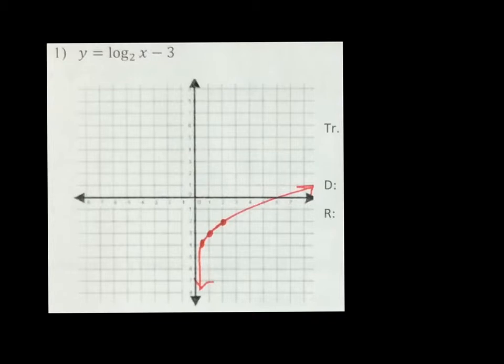You can see that the point that used to be 1/2, -1 has now dropped 3 units to 1/2, -4. The point that used to be 1, 0 is now 1, -3. And the point that used to be 2, 1 is now 2, -2.